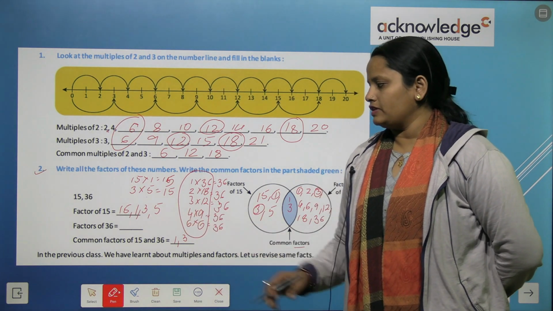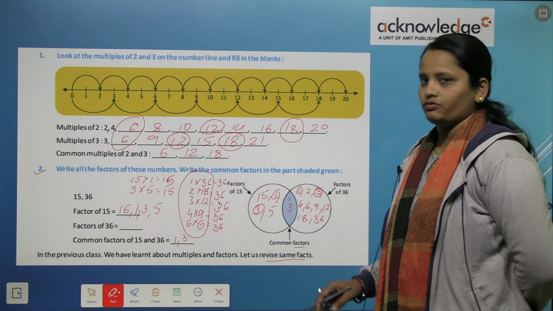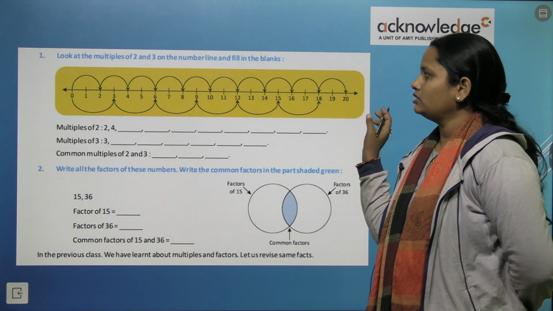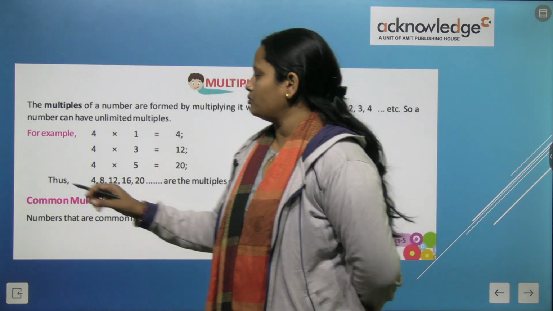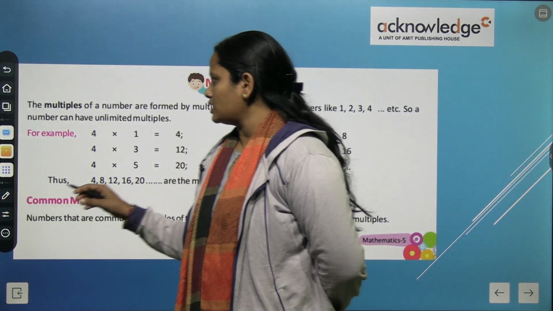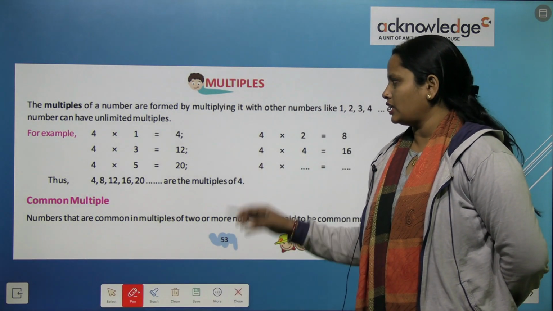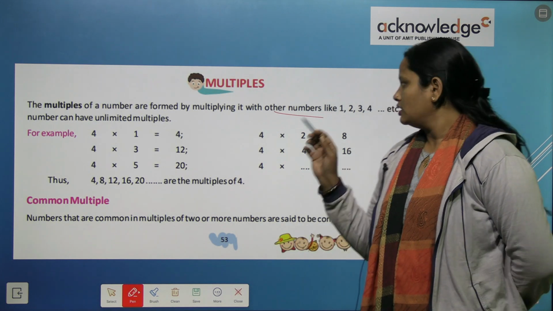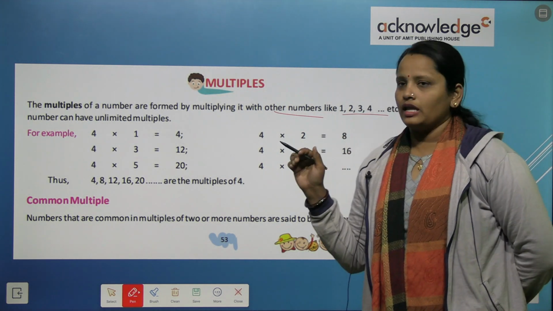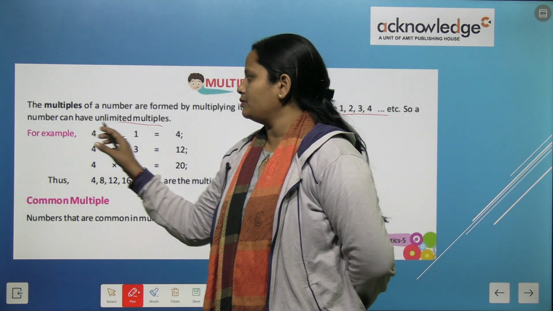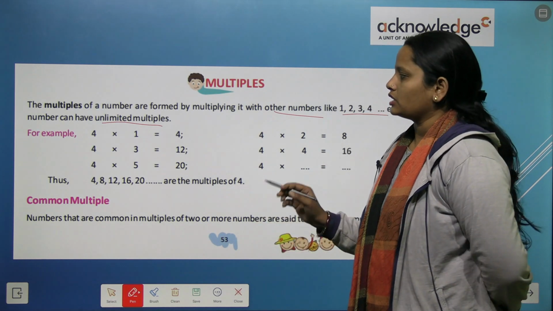Here in the previous class, we have learned about the multiples and the factors. Let's revise some things. What are multiples? The multiples of a number are formed by multiplying it with other numbers. इन्हें बनाया जाता है दूसरे number से multiply करके. Like 1, 2, 3, 4, and so on. So, a number can have unlimited multiples. नंबर के अनलिमिटेड मल्टीपल्स हो सकते हैं.